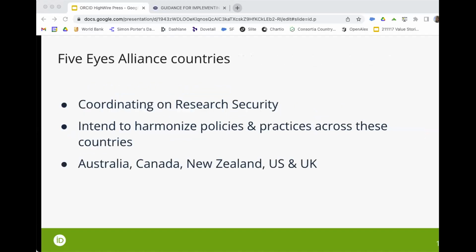We've also heard that the Five Eyes Alliance are also coordinating on research security. This group is comprised of Australia, Canada, New Zealand, the US, and the United Kingdom. This group is working towards common policies and practices related to research security.